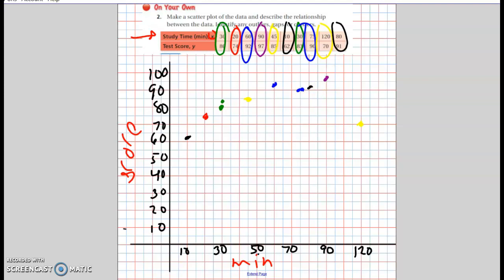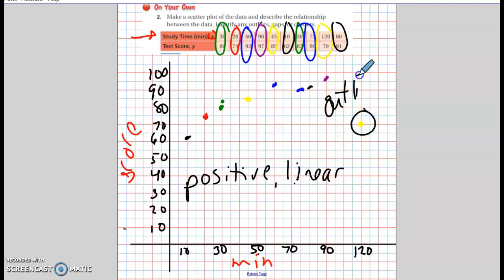Let's describe the relationship. It looks to me like this is a positive linear relationship. Positive, and it's linear. Here's an outlier. That is a data point that doesn't quite fit. It's something that you wouldn't expect to happen. Yeah, I think that's about it. I don't really see any gaps or clusters that are noticeable, unless you want to call this a cluster. No significant gaps.